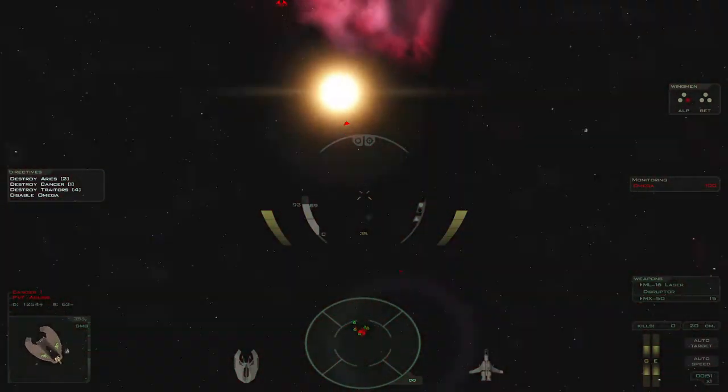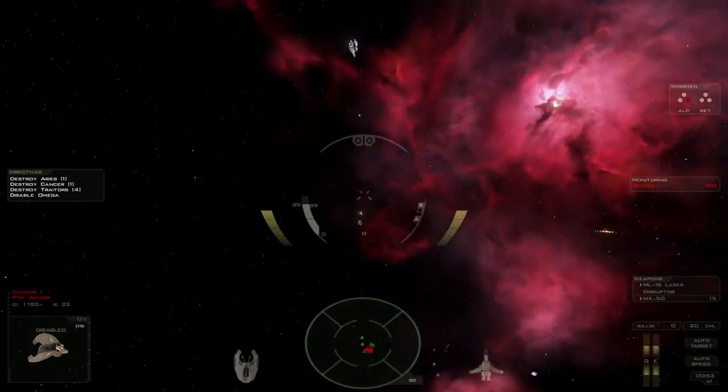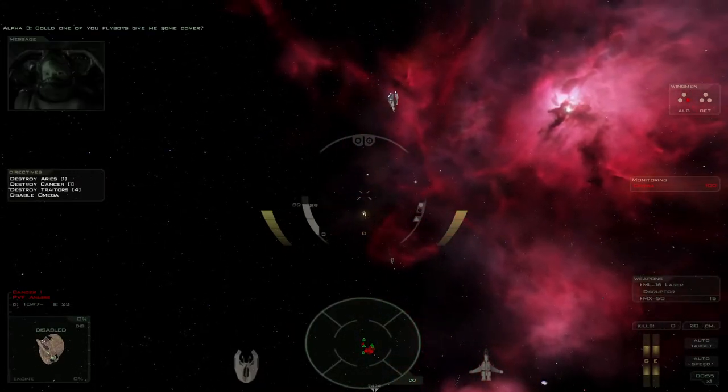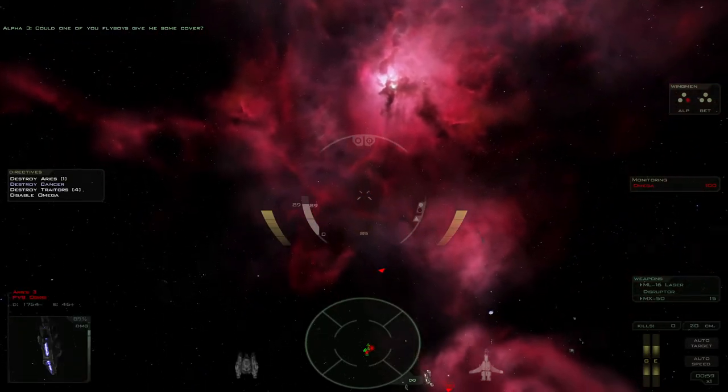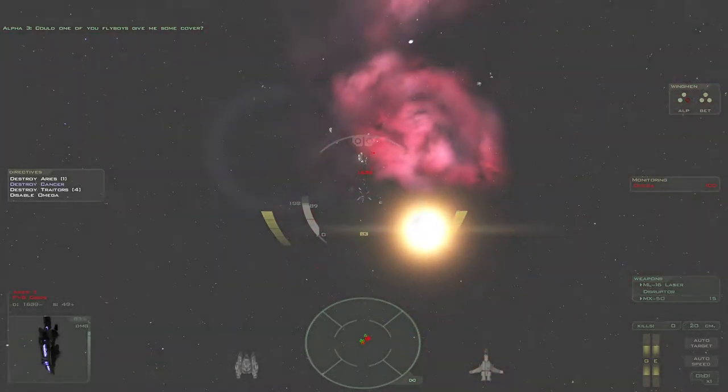I know I'm supposed to fight the other guy, but where is he? Could one of you flyboys give me some cover? That's an Ares. Come on now.